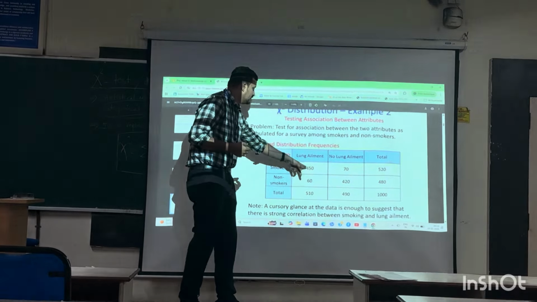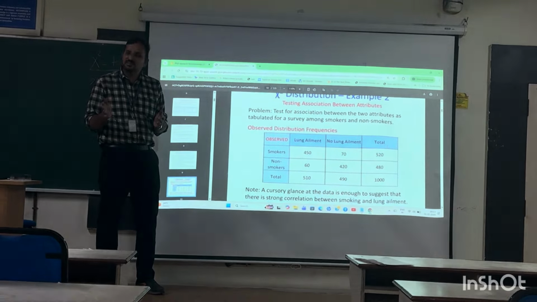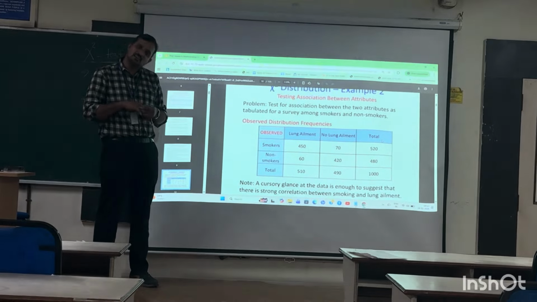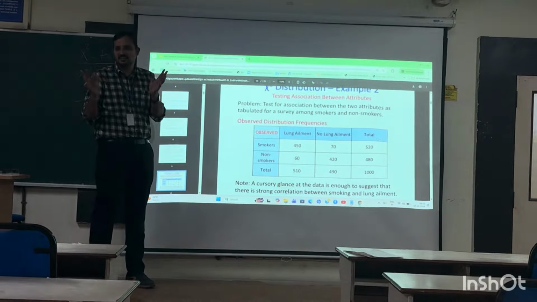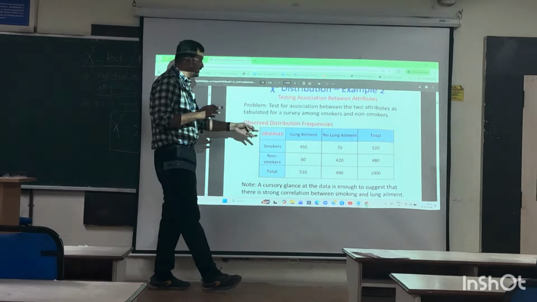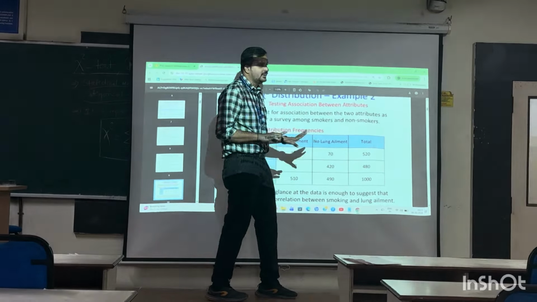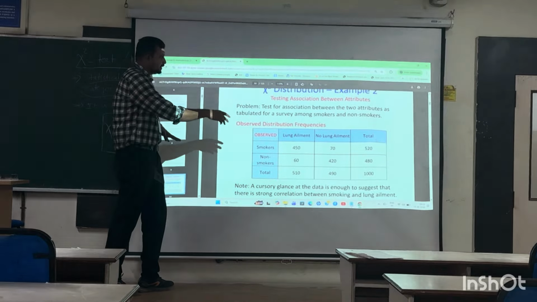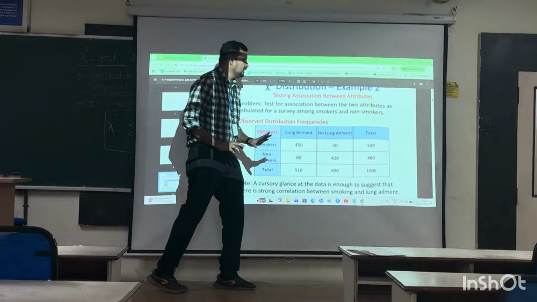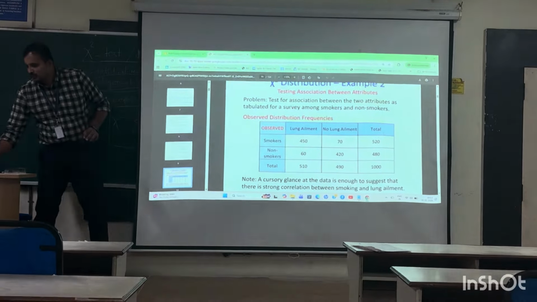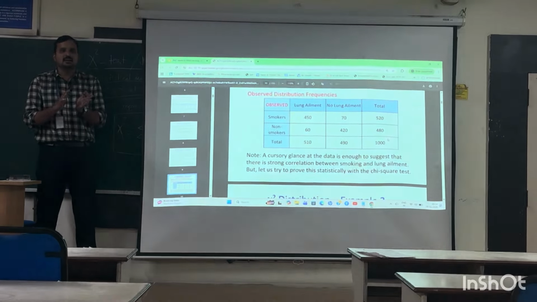Lung ailment with smokers is 450, without any problem is 70. Some students don't attend the class, but they are performing well. Some students attend regular classes and still they are getting 6 marks, 7 marks in the test. Smokers definitely have a health issue, lung ailment 450 and no lung ailment 70. And non-smokers, 60 with lung ailment and no lung ailment is 420. So the total. You are going to test the relation between smoking and lung ailment.